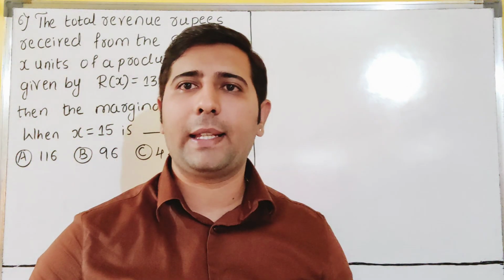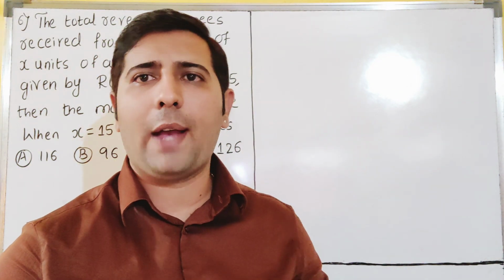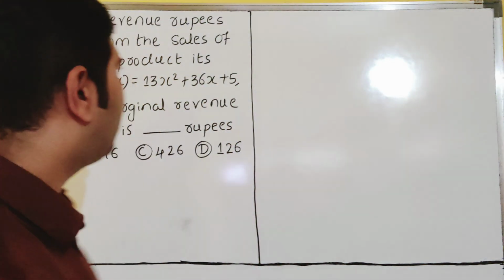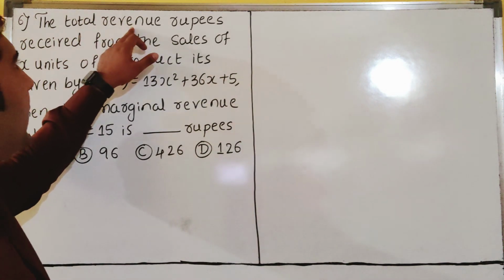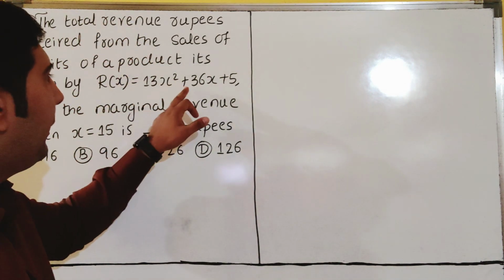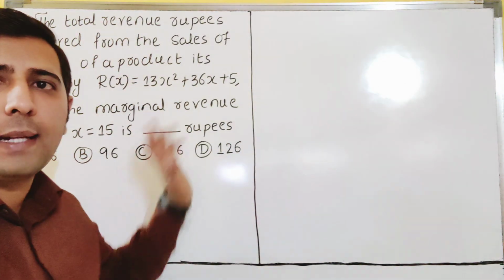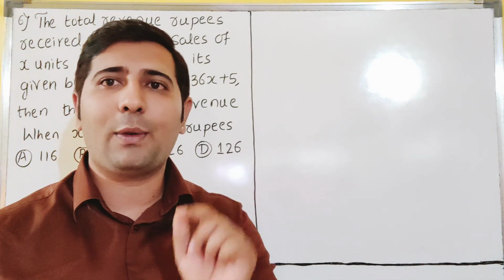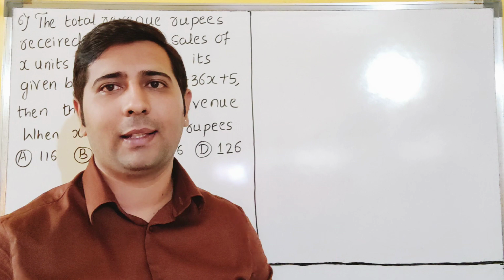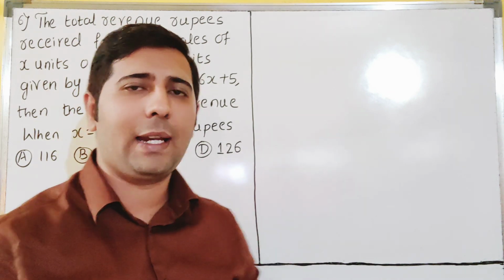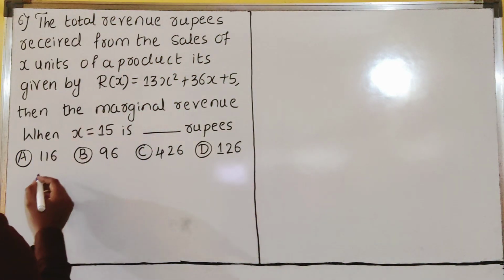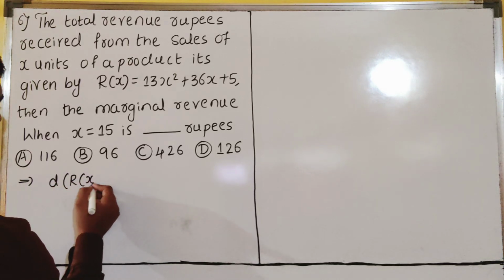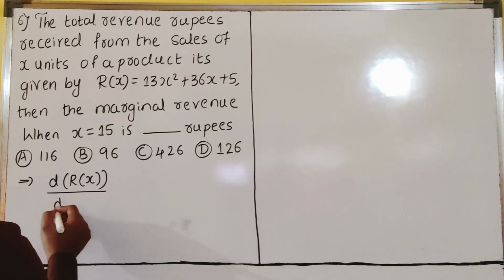So we have to find here, dear students, like in the previous video where we saw the fifth question. Something similar it is, no change in that. They have given the total revenue. We have to find the marginal revenue. Marginal revenue you have to find means what? We have to take the derivative of that, dear students. Nothing else you have to do, you have to take the derivative of this. So derivative of R of x with respect to x only.